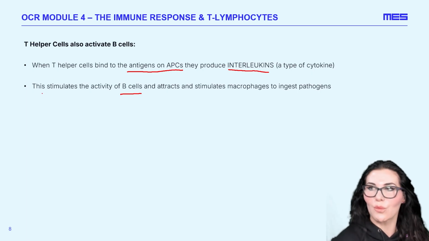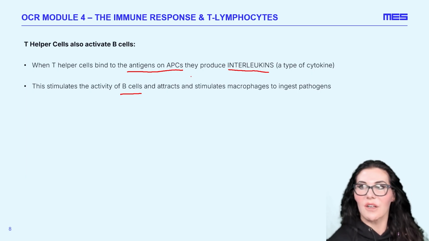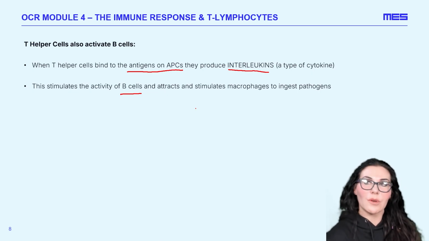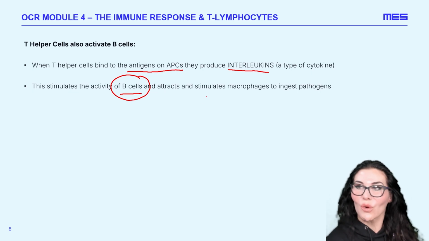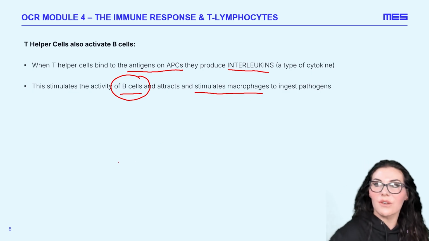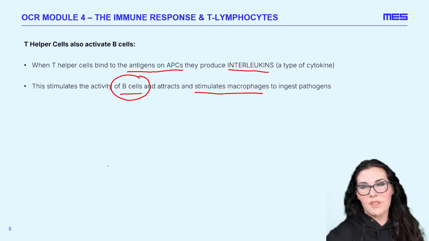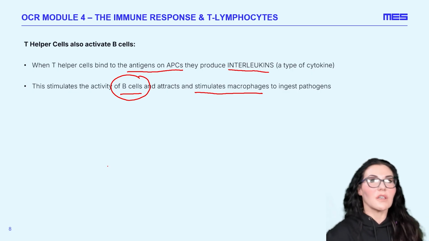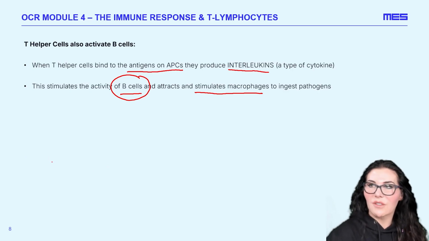So for this bit, I just want to say that the T helper cells, on binding to antigens on the antigen presenting cells, produce cytokines, which are specifically interleukins, chemicals between white blood cells, activating B lymphocytes to get involved, and also stimulating more of those phagocytes, the macrophages, allowing them to carry on destroying pathogens and infected cells, so that they don't continue using your own body cells to reproduce. So you're going to make sure that the T helper cells keep the process going for as long as it's possibly needed.